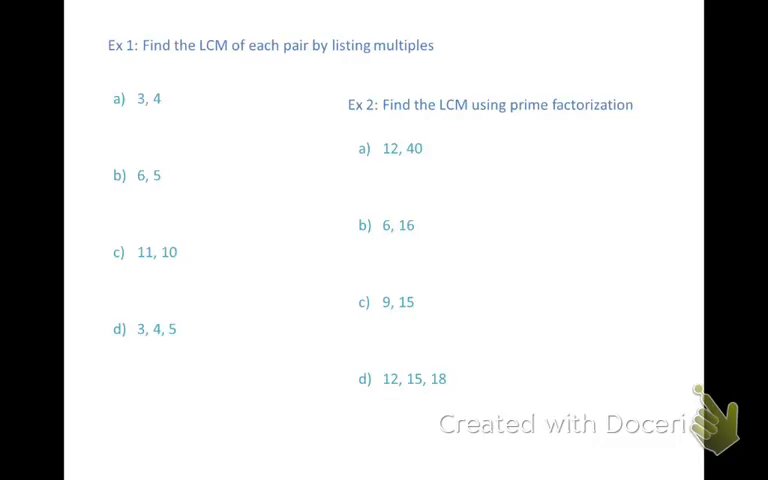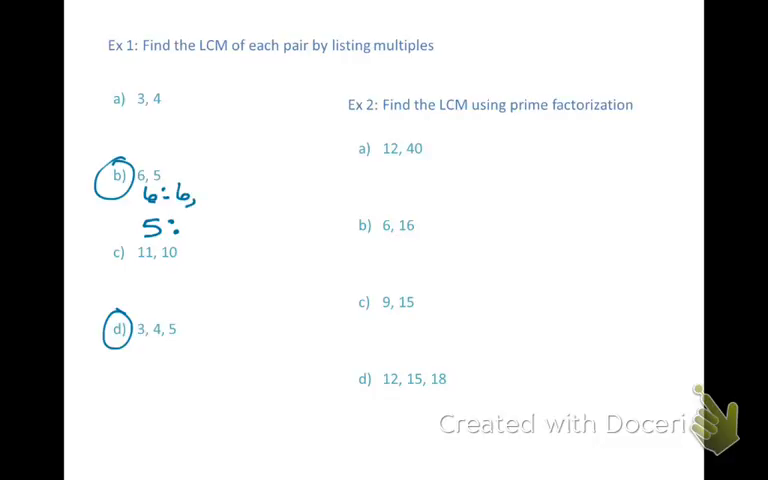So, we're going to find the least common multiple of each pair. We're going to do B and D together. So we're going to find the multiples of 6 and the multiples of 5. And the moment you notice a multiple on the biggest number, you are going to stop there and write the multiples of 5 and find out if that is the least common multiple.